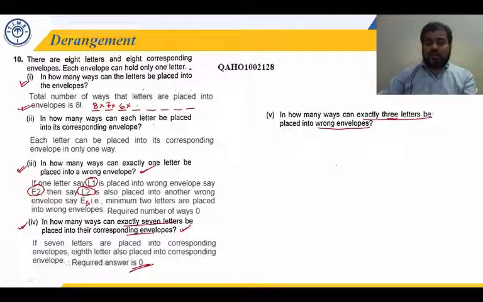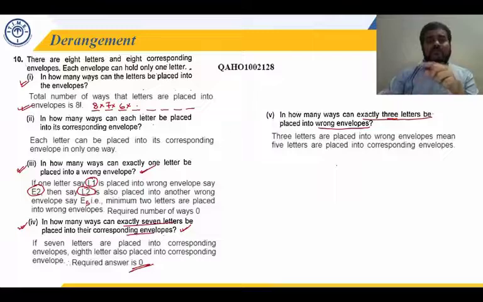So first of all, you will have to select those 3 letters, because all the letters are different, right? Those 3 letters which are getting into incorrect envelopes can be any 3 letters. So there are several possibilities. So first you will have to select 3 letters. 3 letters placed into wrong envelopes means 5 letters are placed into corresponding envelopes.